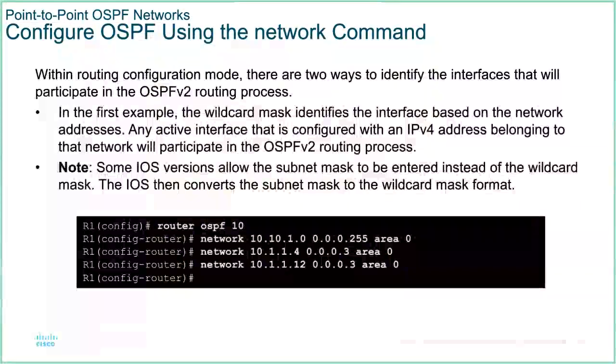So next we have our network command example. So under the router OSPF 10, we go through and list all the networks that are actively participating within the process. So all of our interfaces would be listed as a separate network command. So if you've got 3 connected networks, you should have 3 network statements.